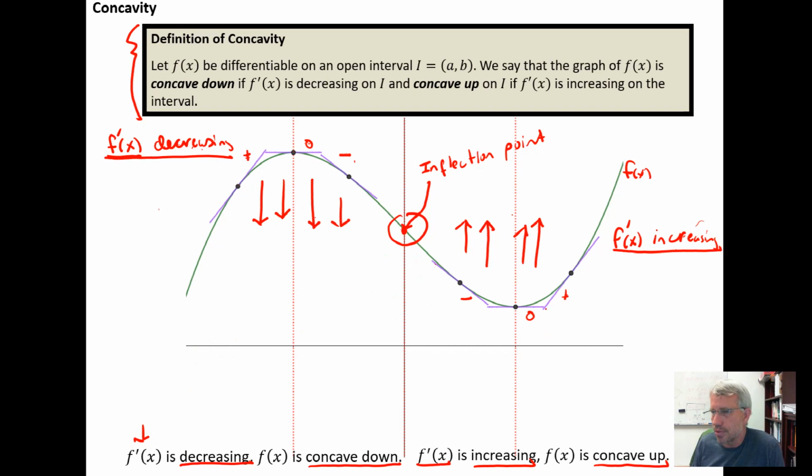So let's talk about this a little bit more. The next thing that we need to understand is that the second derivative describes the rate of change of the first derivative.